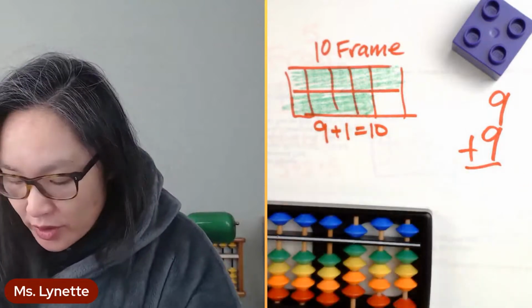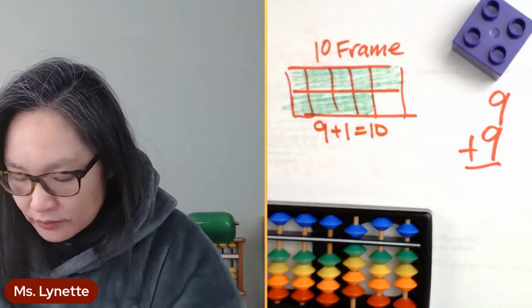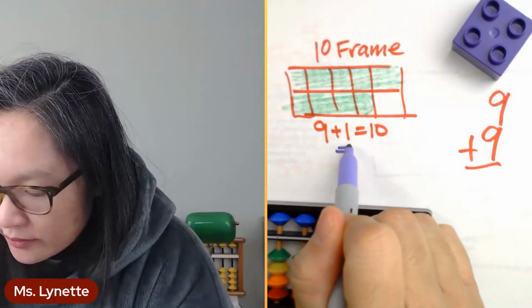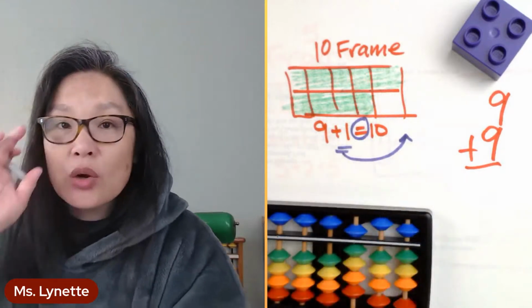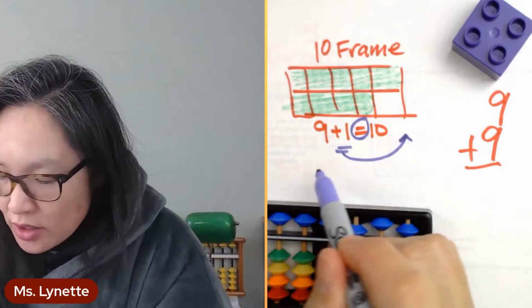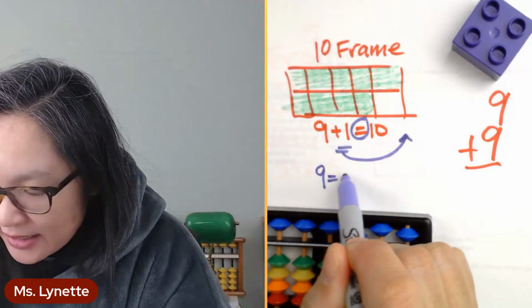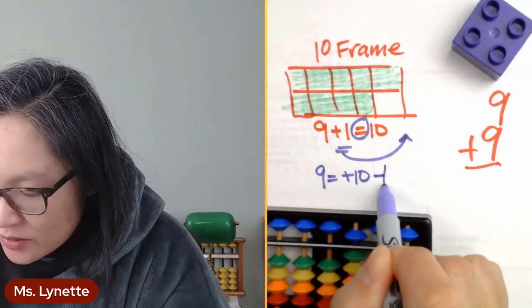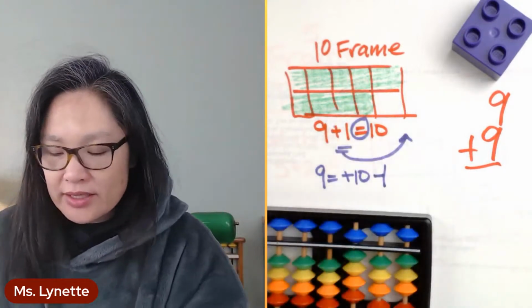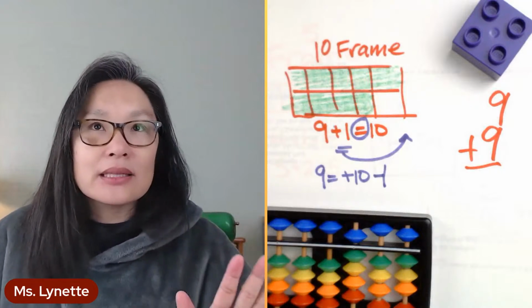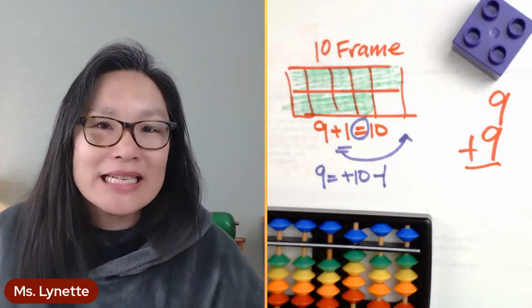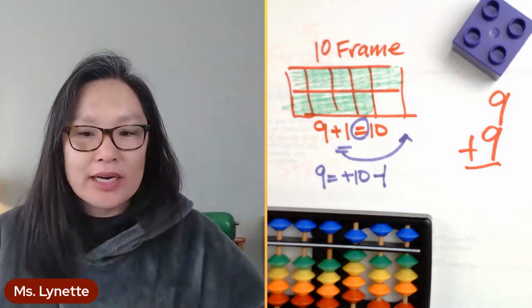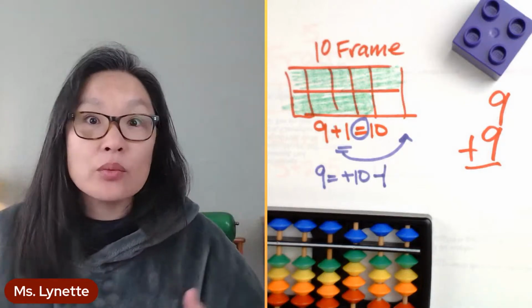But what are we going to do? We're going to take this 1 and move it to this side of the equation. The equation is the key, right? So when we rewrite it, it's 9 is equal to plus the 10 minus 1, because we're moving it to the other side. This concept is pretty sophisticated, but I don't teach it this way with the kids. This is just for us to understand what's going on.